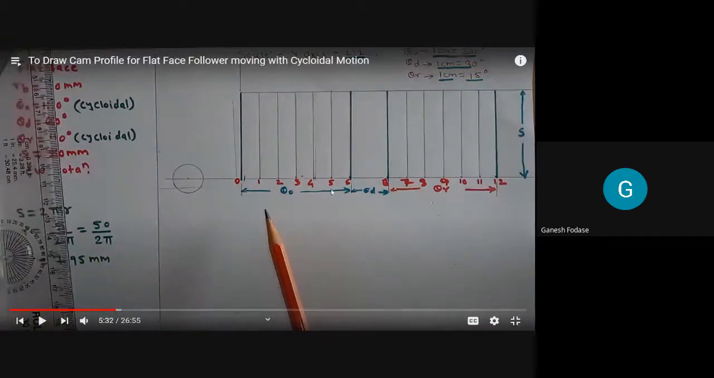Okay. Now see, here we divide this theta O, that is theta rise stroke, into 6 parts, and return stroke into 6 parts, the scale we have taken. Now we have to draw this rolling circle. How much is the radius of this rolling circle? This is essential to understand. We can draw it anywhere on this x-axis, not only at this corner. You can take it at the center also, or anywhere here.